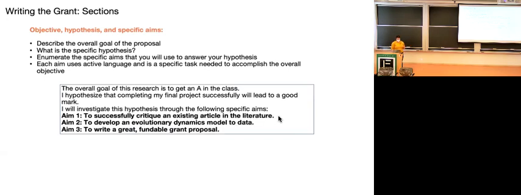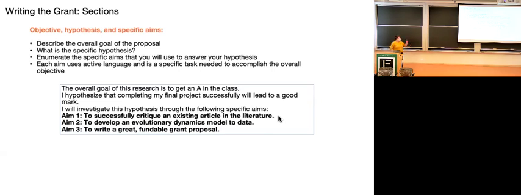What are you going to do? I'm going to successfully critique an existing article in the literature. This is their final project: develop an evolutionary dynamics model fit to data, and write a great fundable grant proposal. Those are my 3 aims. That's what I'm going to do.